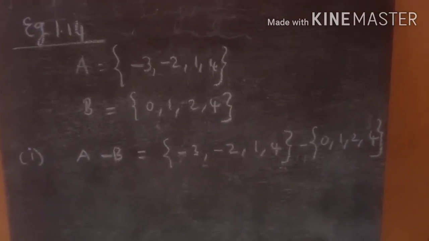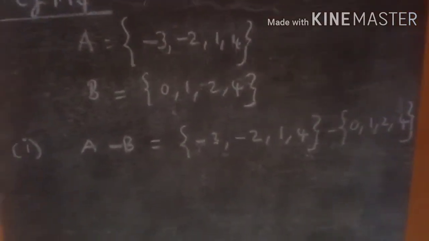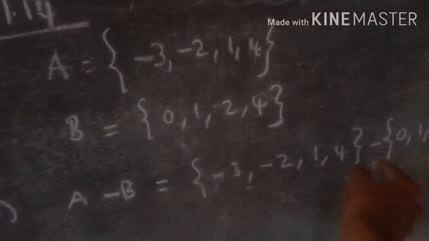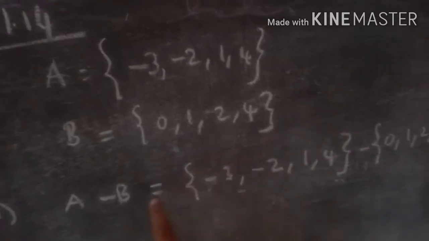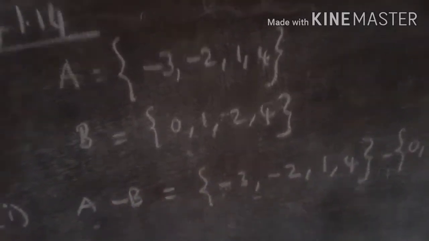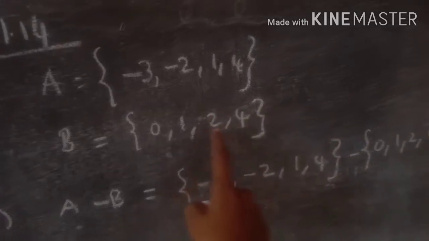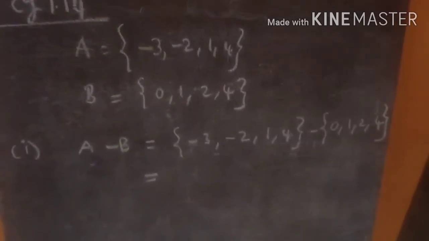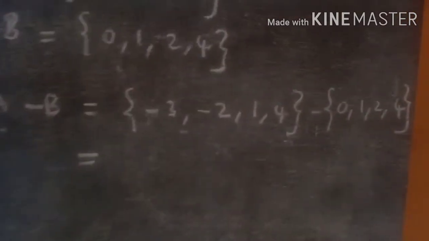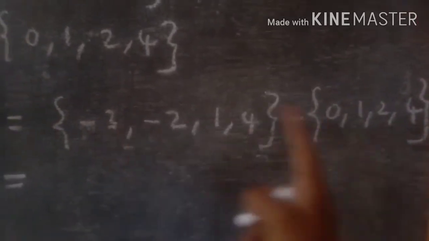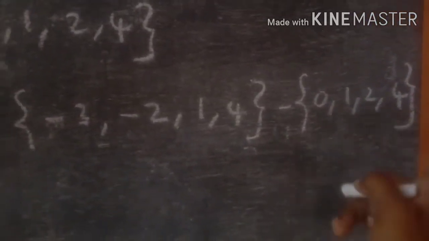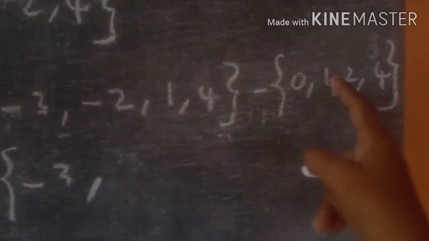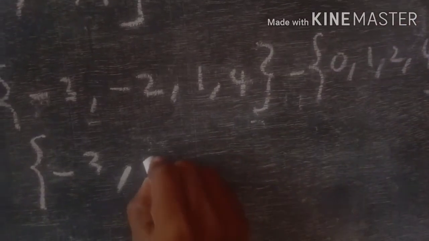And then what is the question? A minus B. So A minus B means first you have to write the A set values, and minus means difference. Okay, you have to read it as difference. A difference B, A set difference B set. So normally, difference means subtract. Okay, so minus 3 is not in the B set, so minus 3 is written. Minus 2 is also not in the set, so you have to write it.